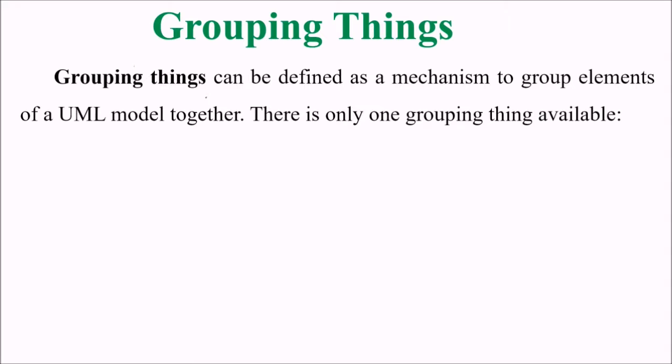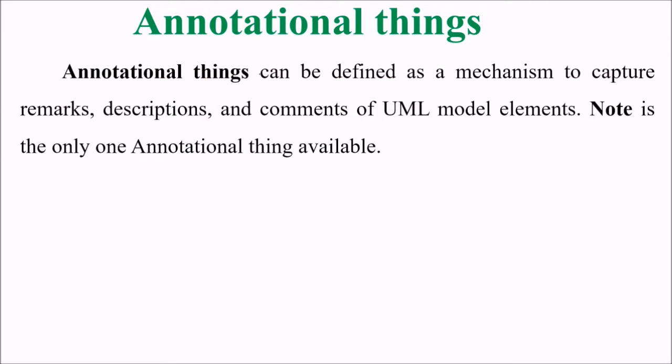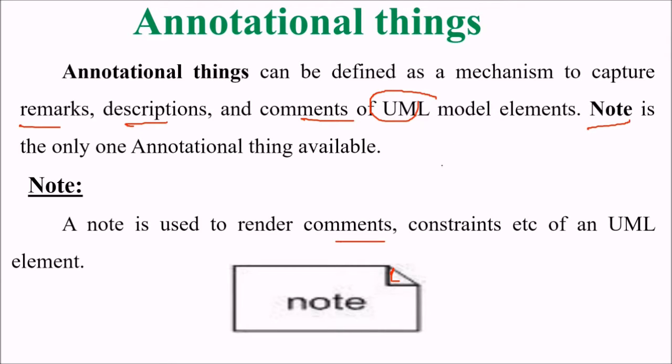Then grouping things. Grouping things can be defined as a mechanism to group elements of UML together. So there is only one grouping thing available, that is the package. Package is the only grouping thing available for gathering the structural and behavioral things inside it. This is the package. Annotational things. These can be defined as a mechanism to capture the remarks, descriptions, and comments of UML model elements. And you have to note, note is the only annotational thing available. Note. This is a note shown by a flipped rectangle, a flipped corner of the rectangle to be more precise. A note is used to render comments, constraints, etc.